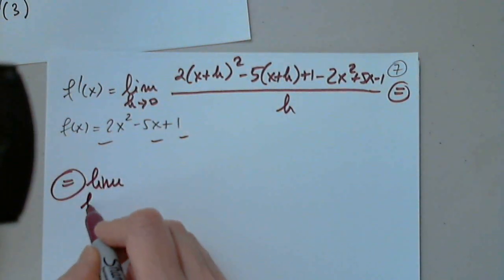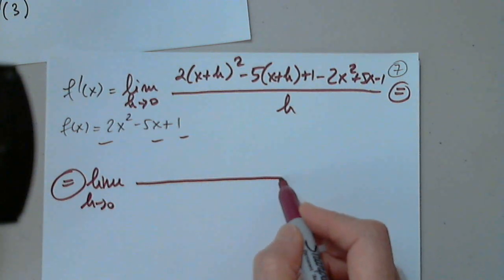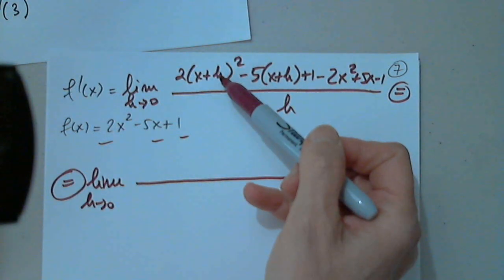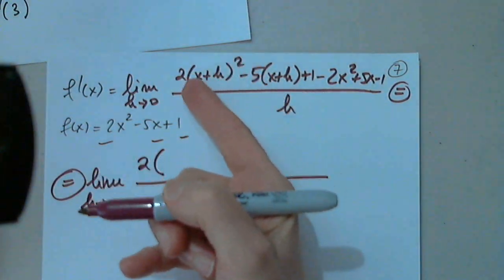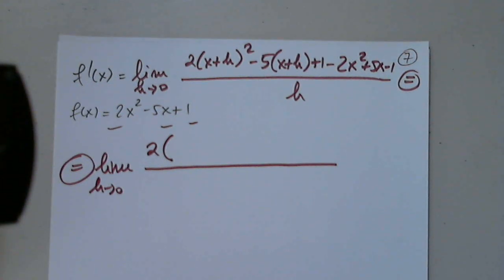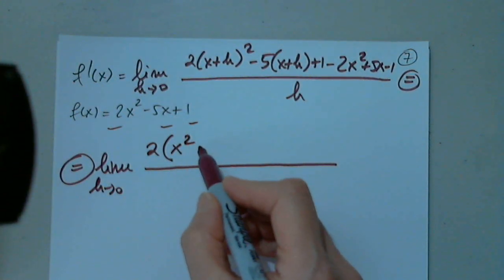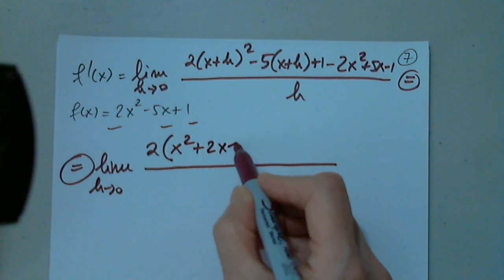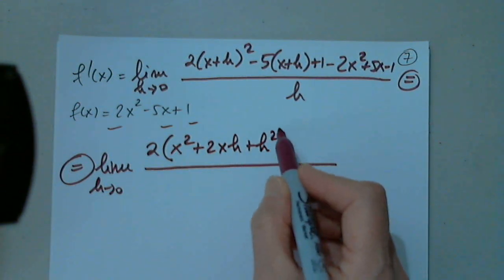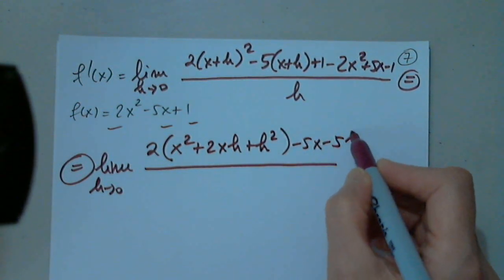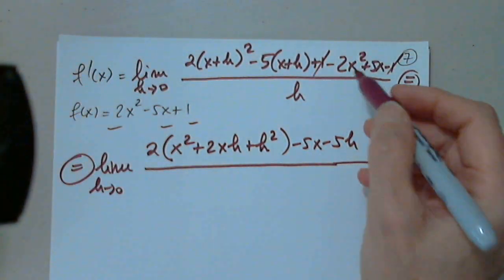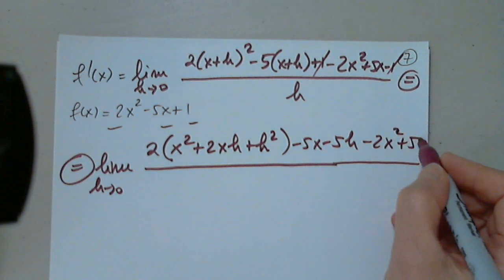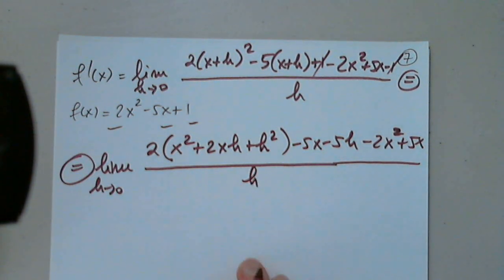I'll continue here. So limit. Awesome so far. So remember we have to square first. So I put 2 outside. Can anyone give us this binomial squared? I think x squared plus 2 of x of h. Very good. Brilliant. Minus 5x minus 5h. Of course, the negative 1 with positive 1 will go away. Then we have 2x squared plus 5x divided by h.